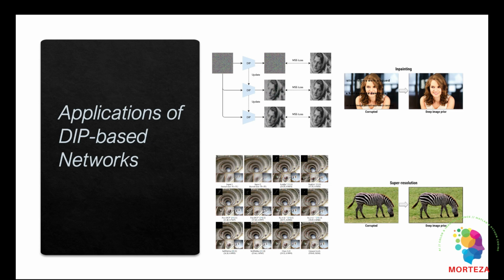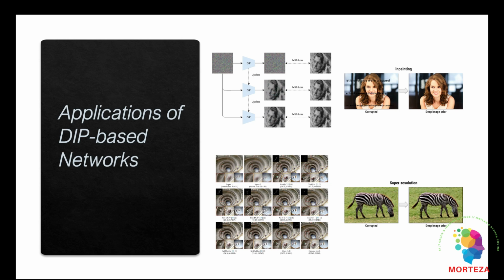In the case of image inpainting, DIP can be used to fill in missing or occluded regions of an image. The network learns to reconstruct missing pixels based on the available context, which is useful in applications like object removal, painting restoration, and photo editing. In the case of super resolution, the goal is to increase the resolution of an image. DIP networks can be trained to enhance the resolution of a low-quality image by learning the underlying high-frequency details and structure.